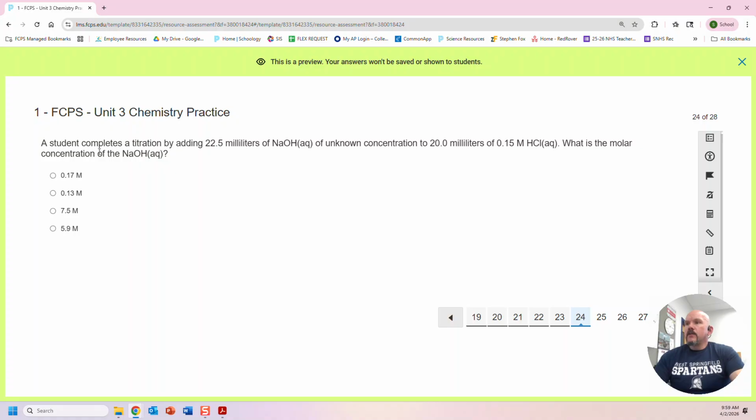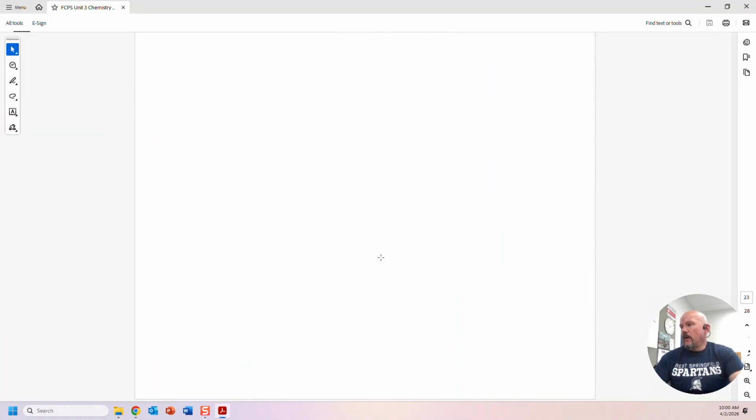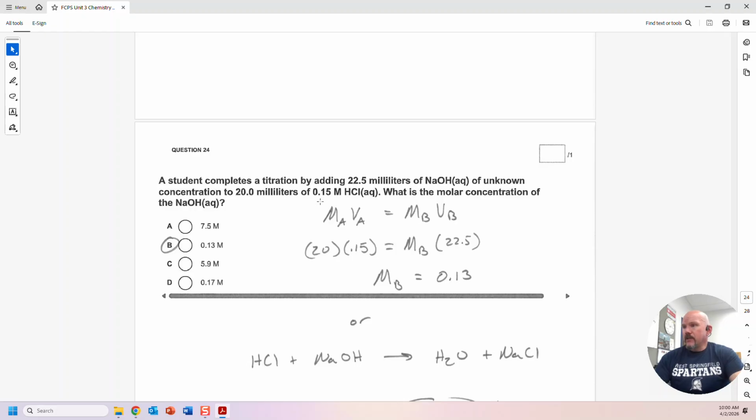All right. A student completes the titration by adding 22.5 milliliters of sodium hydroxide of unknown concentration to 20 milliliters of 0.15 molar HCl. Okay. What is the molar concentration of the NaOH? Okay. So remember, when we did our acid-base titration, it was before our stoichiometry unit. So for acid-base stoichiometry, remember there's a shortcut, and this is probably the easiest way to go, especially because the base has 1 OH minus and the acid has 1 H plus.